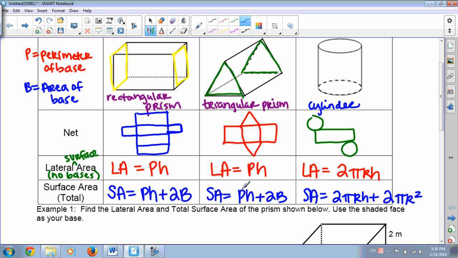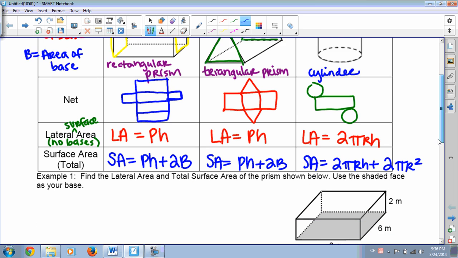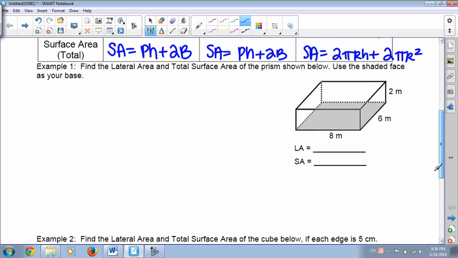Okay, with all this in mind, we're going to go ahead and look at a couple problems. The first one, we're just going to start out nice and simple. This is a rectangular prism. The shaded portion is its base. It's just sitting on its base. Find the lateral area and total surface area of the prism shown below. Use a shaded face as your base.